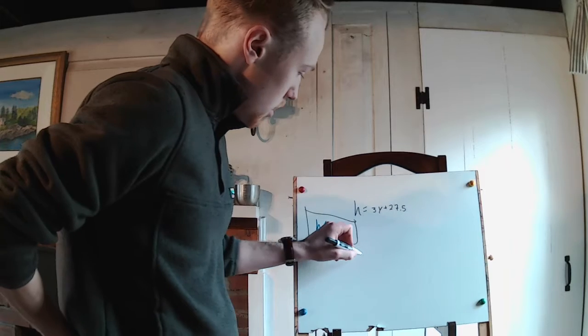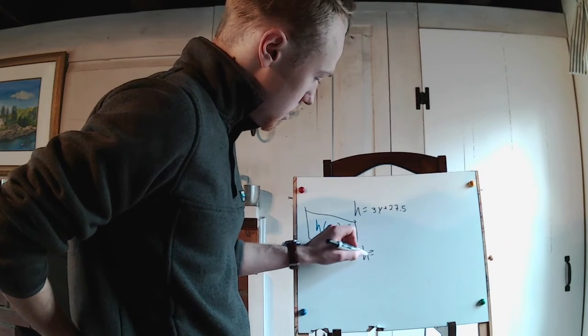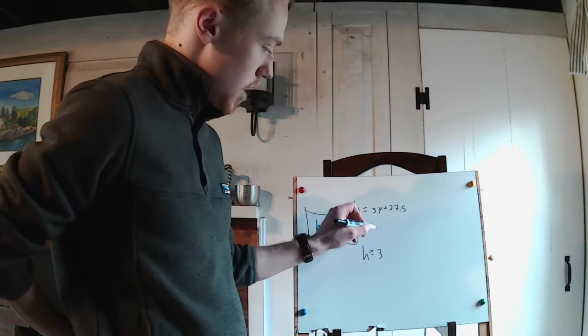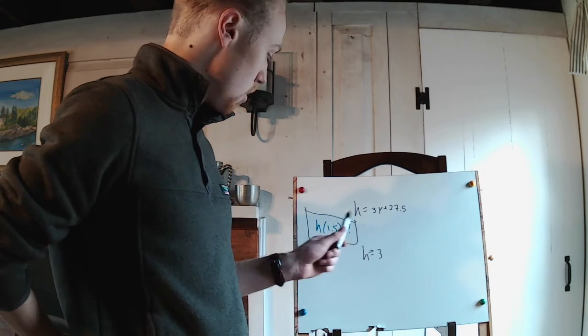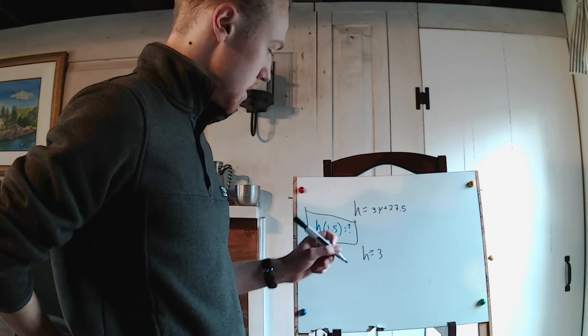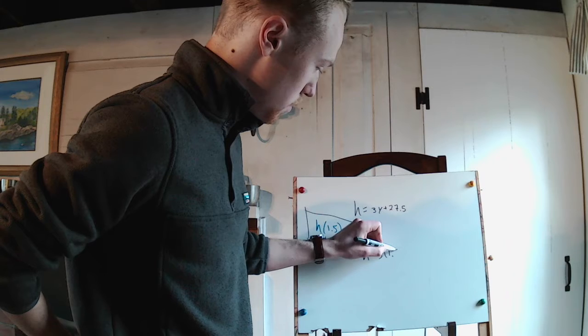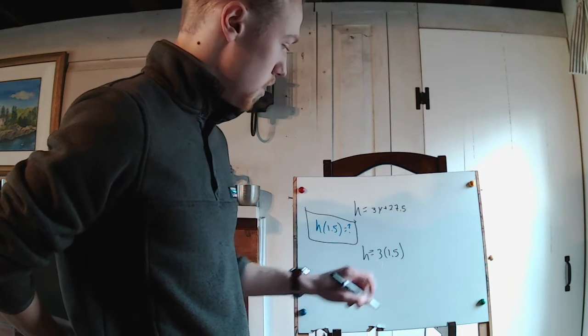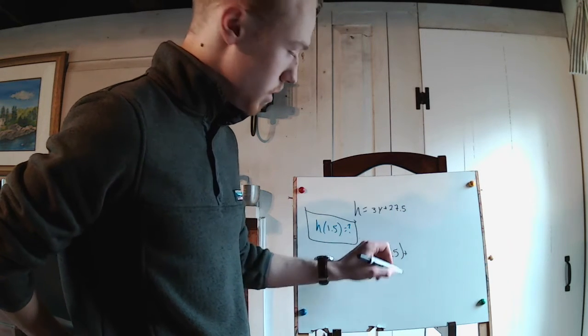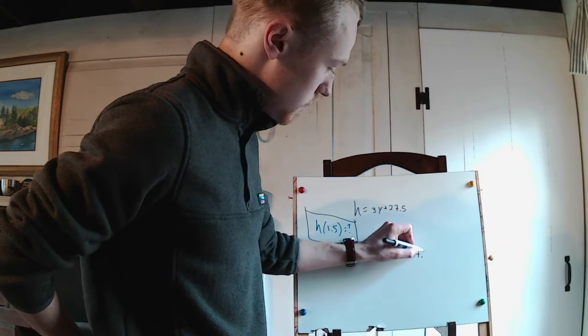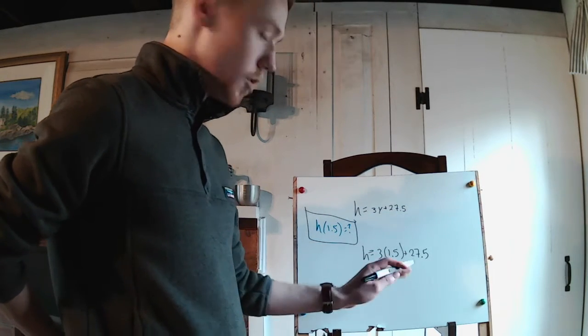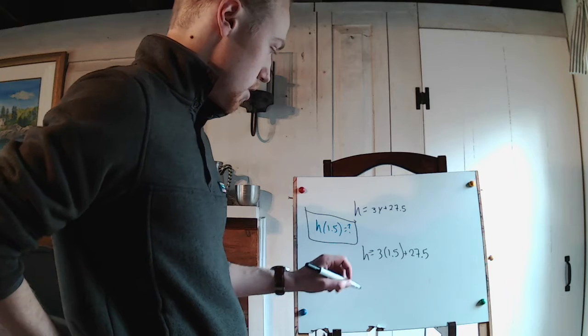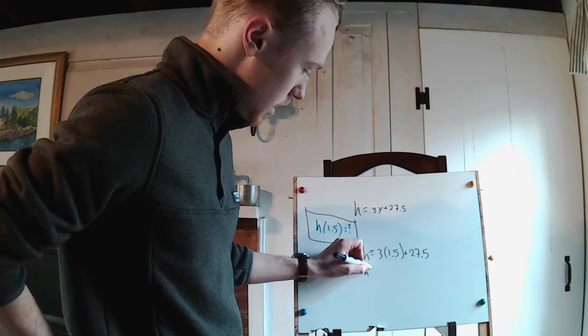Okay. So we know the height equals 3 times y. And in this case, we're given in the question that y must equal 1.5. So we'll plug in 1.5 plus, don't forget that plus, 27.5. Okay. A little bit messy, but you get the idea. So we need to calculate this out now. So we just now move this h down.